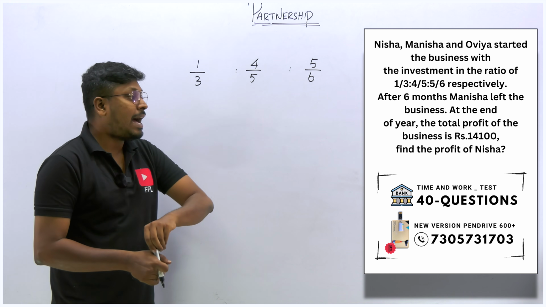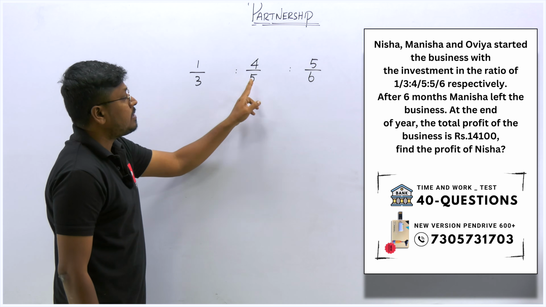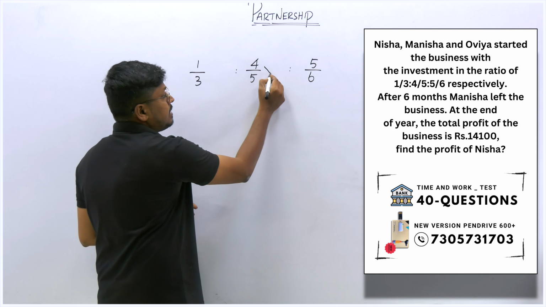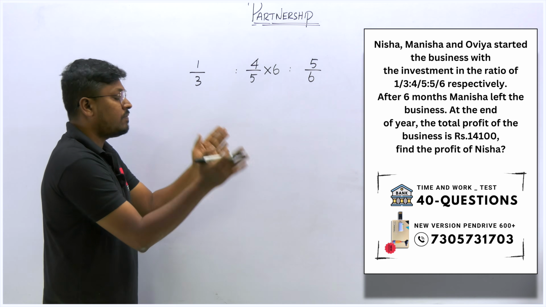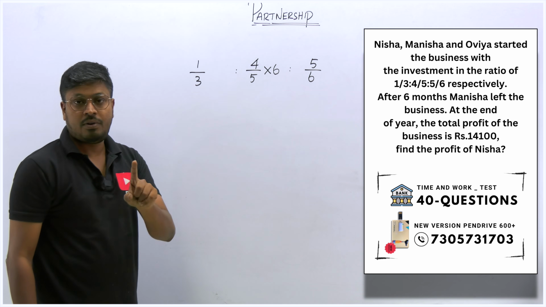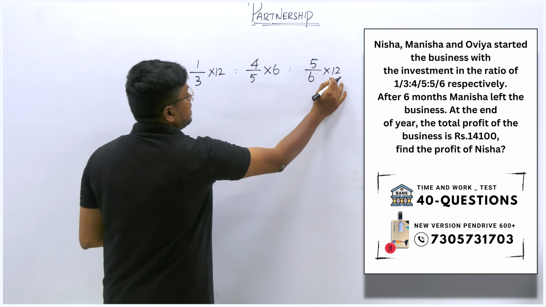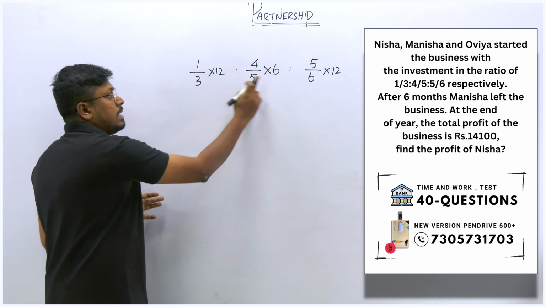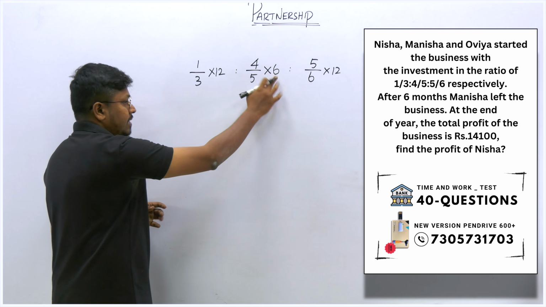Now what they are saying is after 6 months, Manisha left the business. The second person is Manisha. After 6 months, she left the business. That means only for the first 6 months she was in the business. What about the remaining 2 persons? From the start till the end they were in the business, and the total business runs for a year, so times 12, right? Both persons are in the business for the complete 1 year, that is 12 months, and this person alone left the business after 6 months. So for the first 6 months she will be in the business, right?